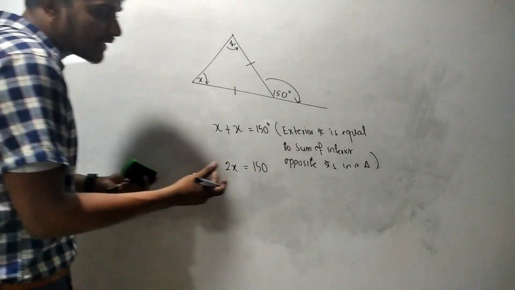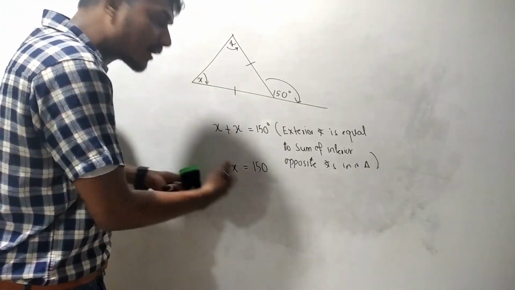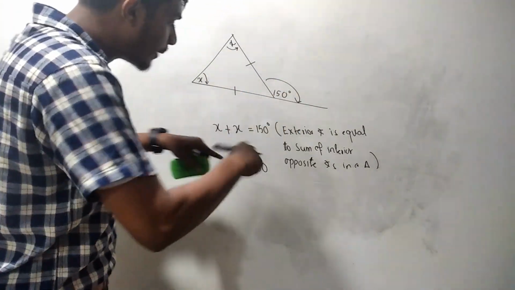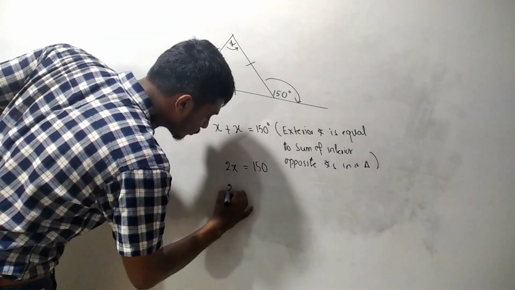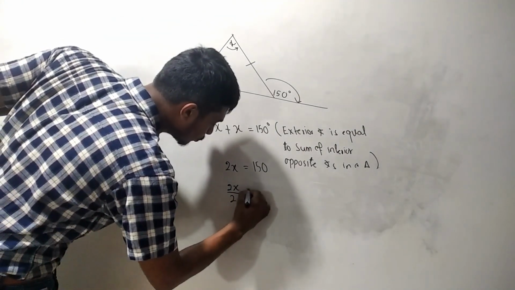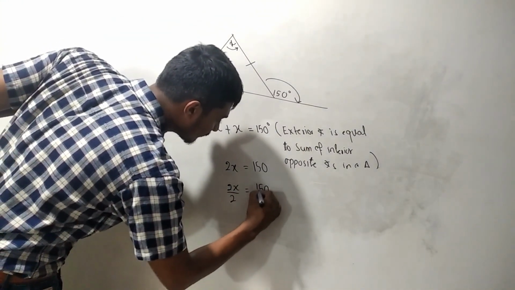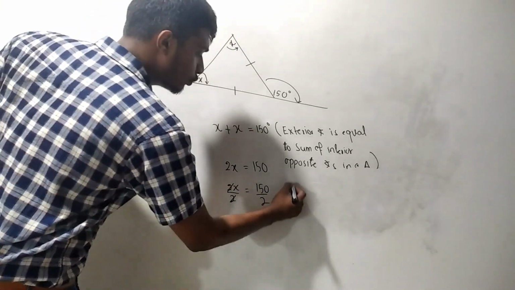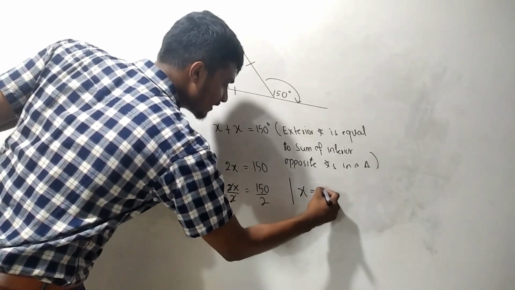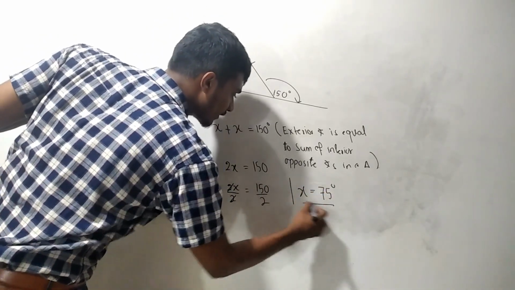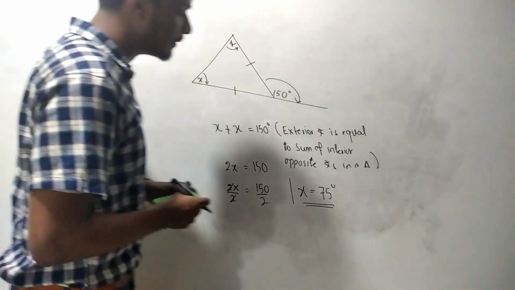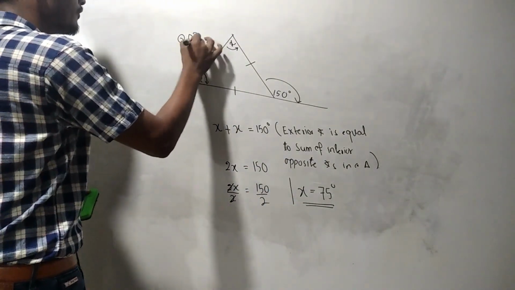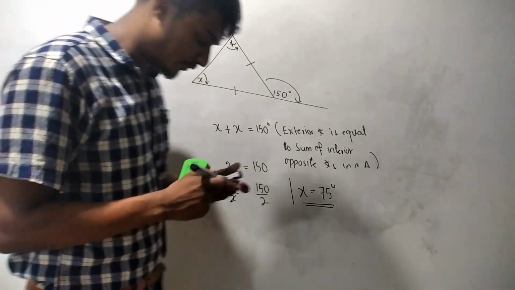If 2 apples were 150, then how much is an apple? To find that, we divide both sides by 2. So 2x divided by 2 is equal to 150 divided by 2. The 2s cancel, and we have x equal to 75 degrees. So the value of x is 75 degrees. And this is the third question of 2020 Western Province. Thank you very much.